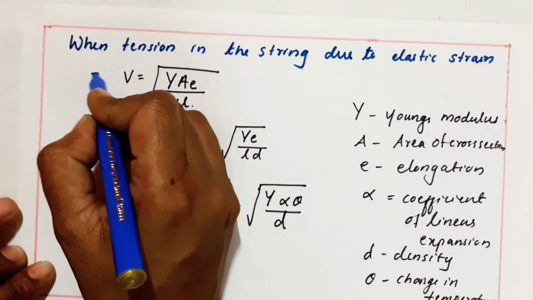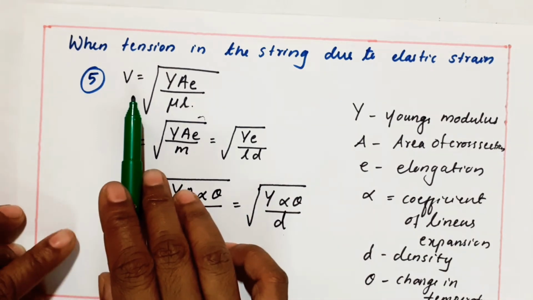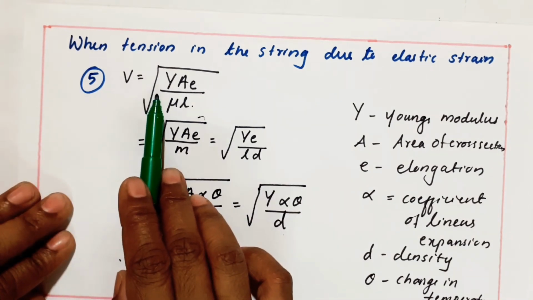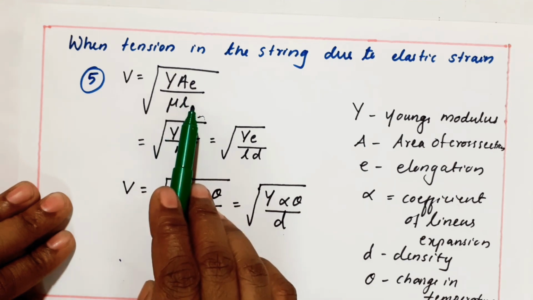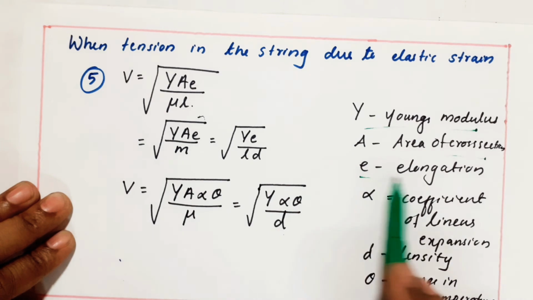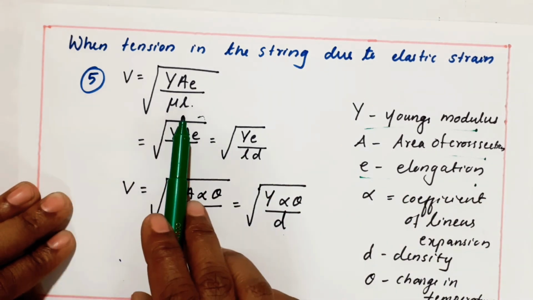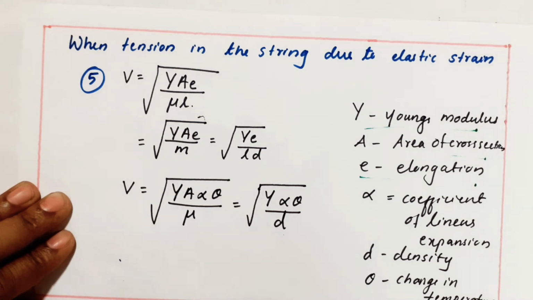Now the fifth equation. The tension may be due to some elastic strain sometimes. So in those cases, V equals root over YAe by mu L, where Y is called Young's modulus, A is called area of cross section, e is called elongation, mu we already told is linear mass density and L is the length. This question also they can ask. So in the stretched string question, if they are giving the Young's modulus, V equals root over YAe by mu L.